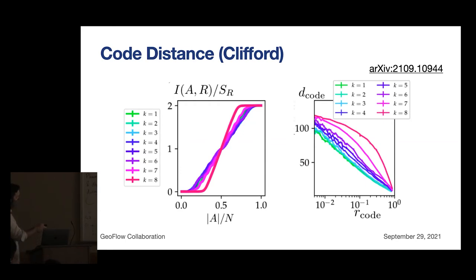And so you see that in the local case, you see this sort of regular trade-off between code distance and code rate. But as you increase the non-locality parameter k, the trade-off gets much, much better. So at any particular fixed code rate, you can actually get a much higher code distance, which means that it's more robust to errors. That's the intuitive way to say that.